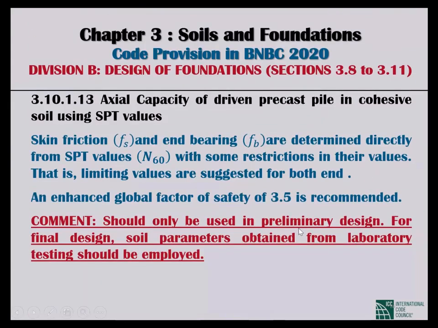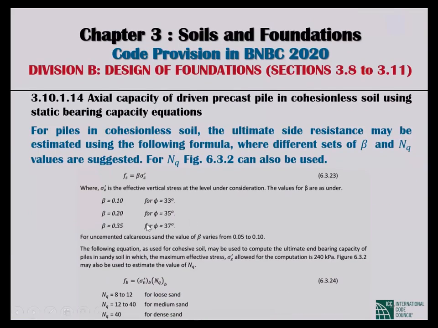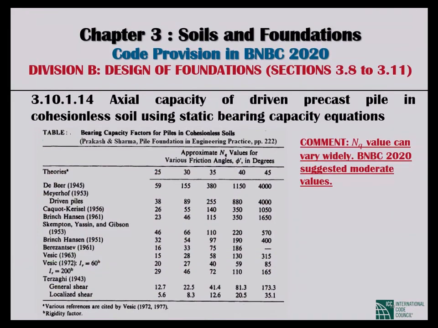So I'll show you a chart. Beta value is given over there for different angles, and NQ values are given there for loose sand, dense sand, and all these things. This chart is published by Prakash and Sharma in Pile Foundation Engineering Practice, on page 222. You could consult this book. You see the value of NQ for different angles. If the angle is, say, 35 degrees, Terzaghi is saying the value is 41, whereas the other is saying it is 380. Do you get my point, the variation?